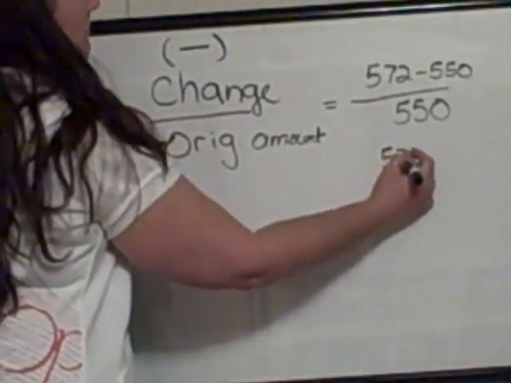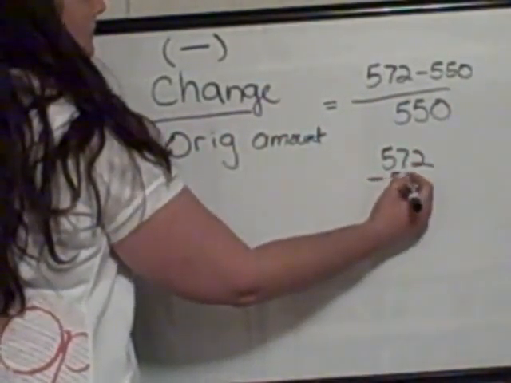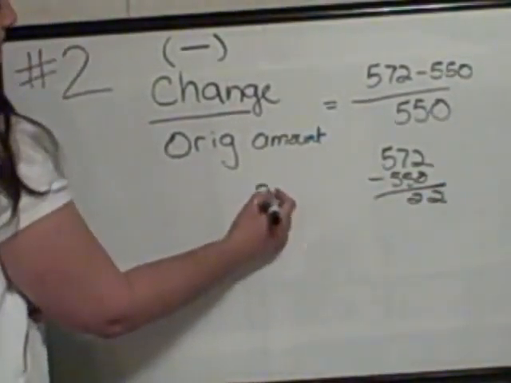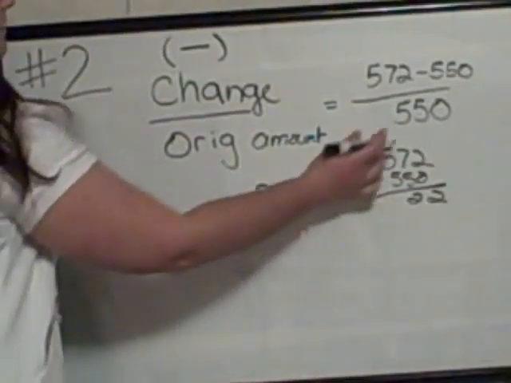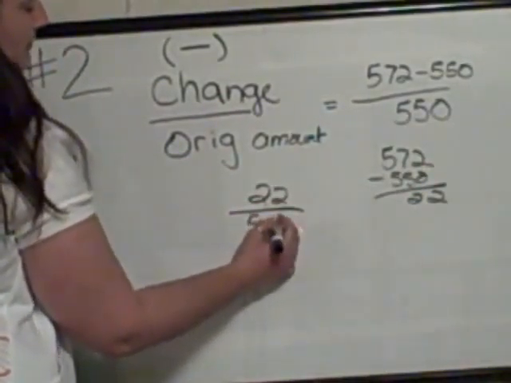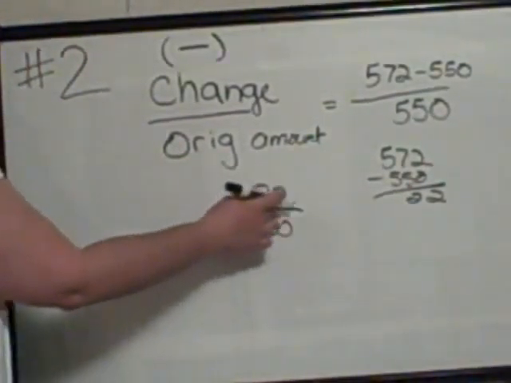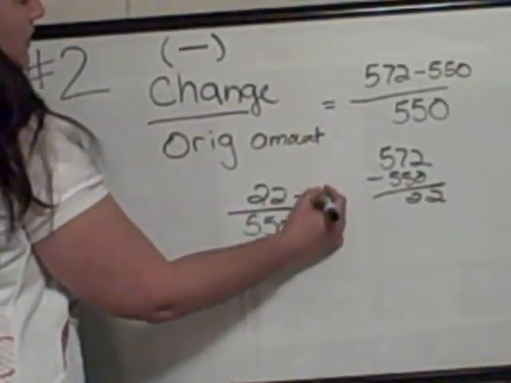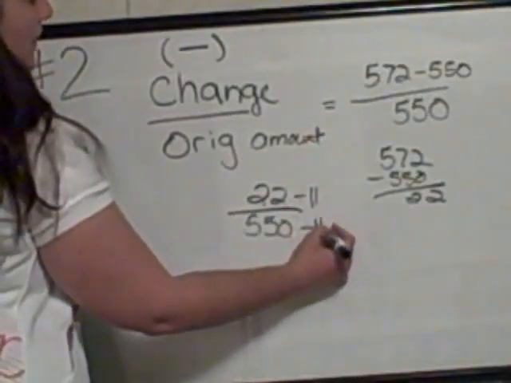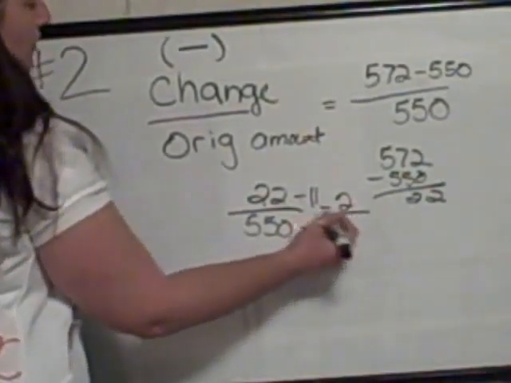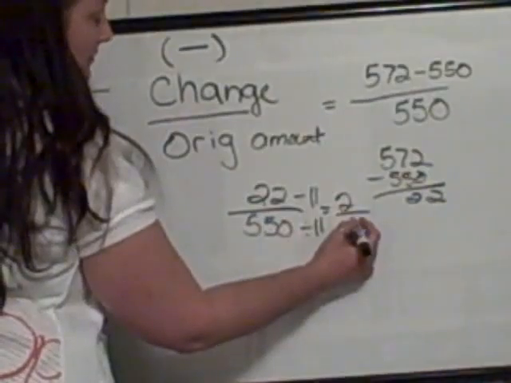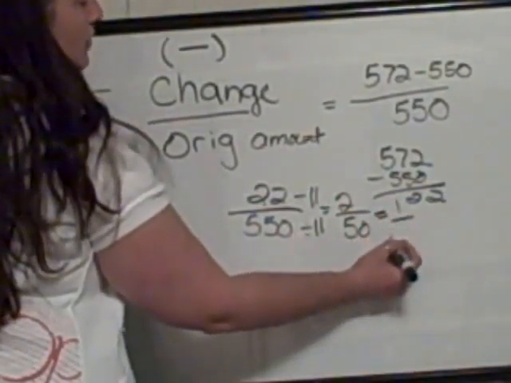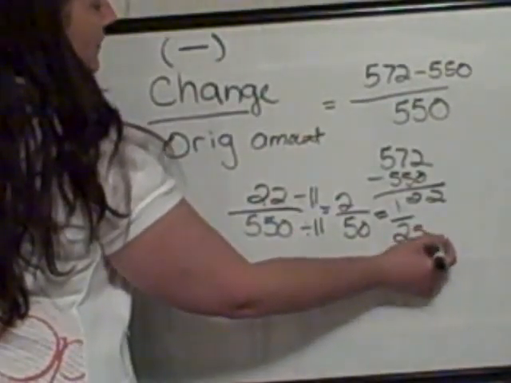Subtracting these two gives us 22. 22 sits over 550. Recognizing the common factor of 11, I divide both of these by 11 first to get 2 over 50, which then reduces to 1 over 25.